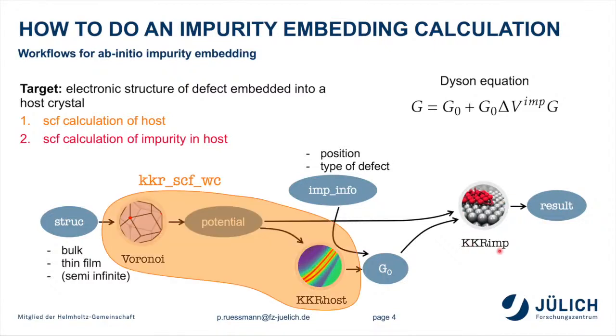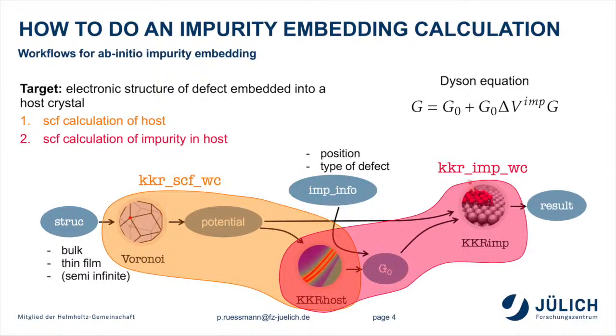So in the following, I want to show you an example, and in particular, I want to show you how to use the plugin at the example of these top-level workflows that I mentioned before. All of this, the Voronoi, the KKR host calculation, and the convergence, this is done by the KKR SCF workchain. And then in the second step, we use the KKR imp workchain to write out the green function of the host system and then embed the impurity by running the KKR imp code.